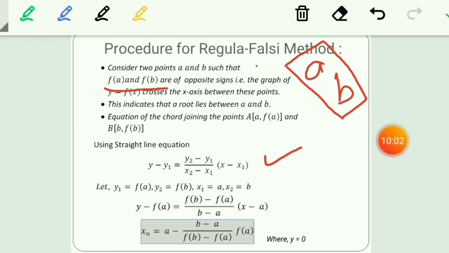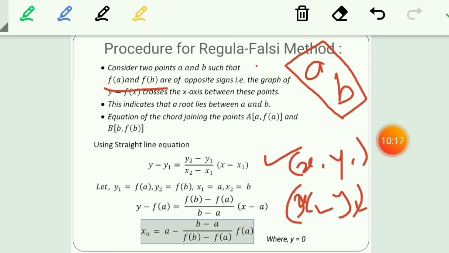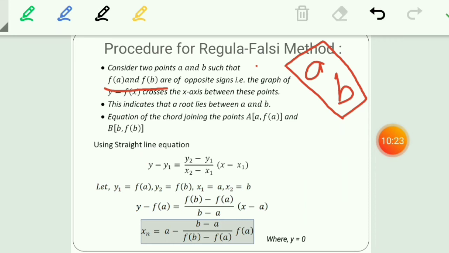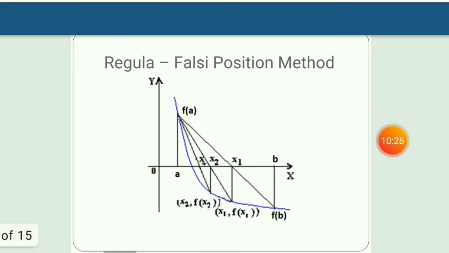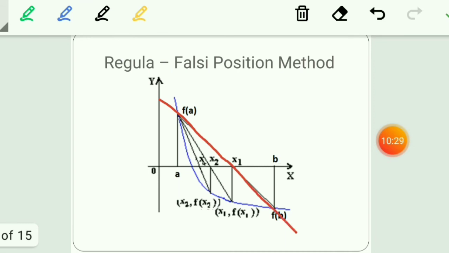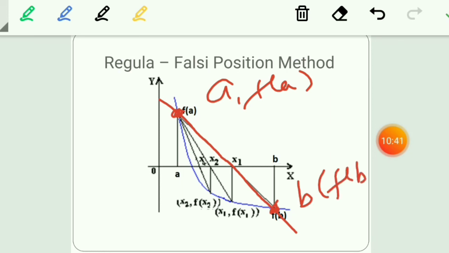Now this straight line equation gives the straight line between 2 points, and the coordinates for those are x1 y1 and x2 y2. So we can directly use this equation. Similarly, I am using it here for this straight line. I use 2 coordinate points, this point and this point. The coordinates for these are a, f of a, and b, f of b.